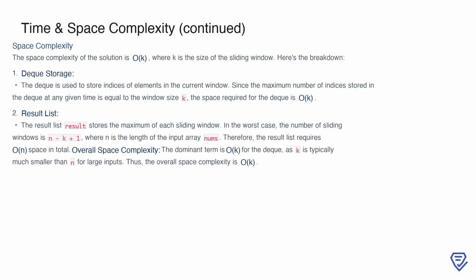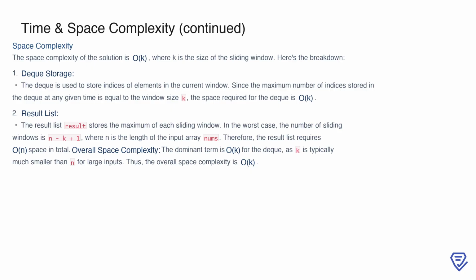Let's now focus on the space complexity of the solution, which is O(k), where k is the size of the sliding window. This comes primarily from the space used by the deque. The deque is used to store the indices of elements within the current window, and its size is directly proportional to the window size k.